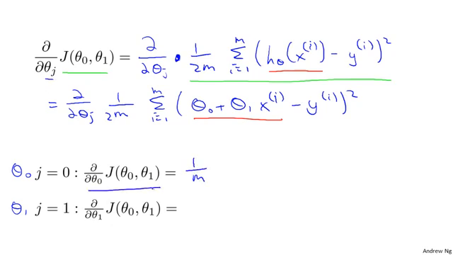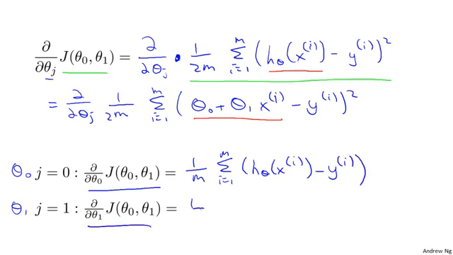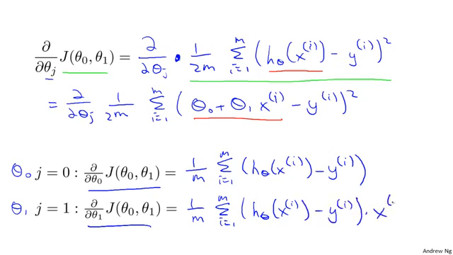It turns out this first term simplifies to 1 over m times the sum over my training set of just that, (h(x^i) minus y^i). And for this term, the partial derivative with respect to theta 1, it turns out I get this term, (h(x^i) minus y^i) times x^i. Okay?